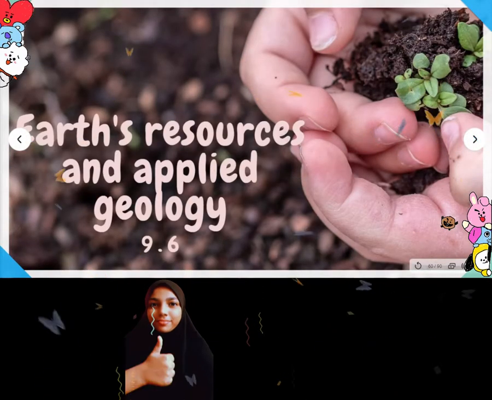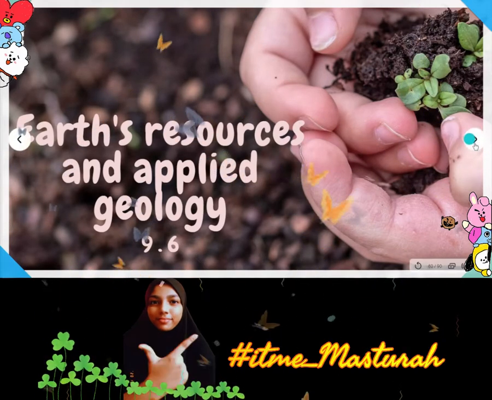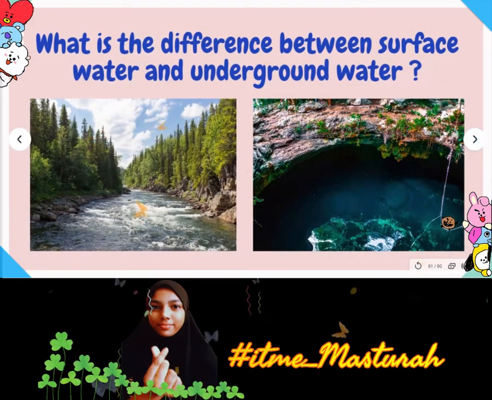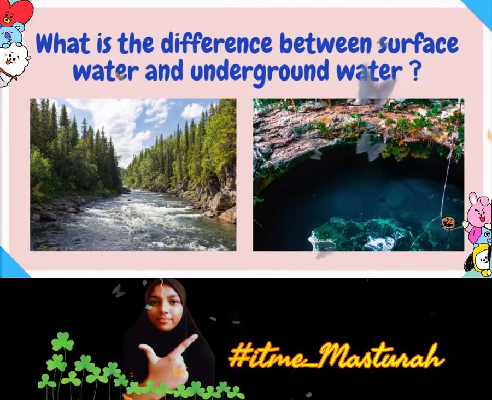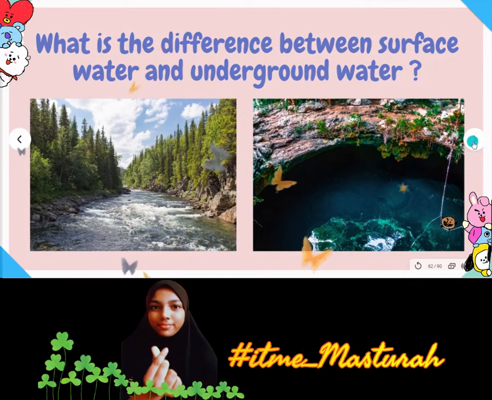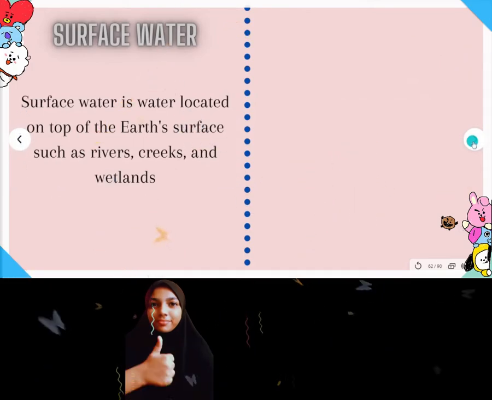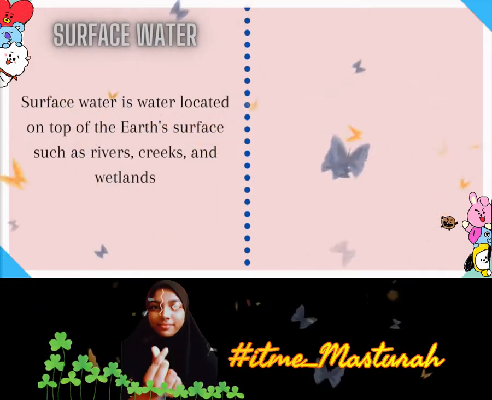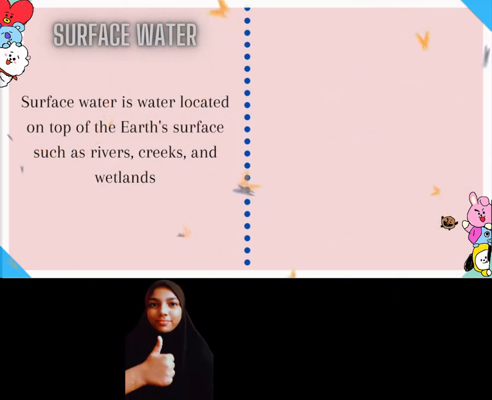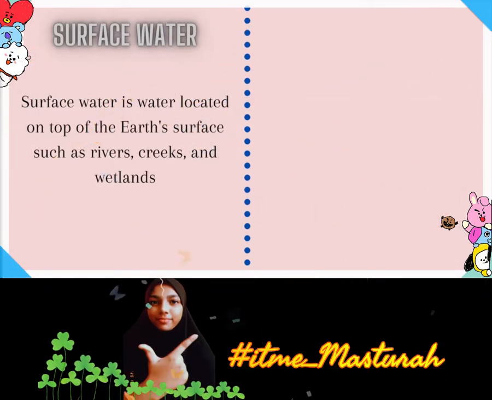The next step we're going to learn about 9.6, Earth's resources and applied geology. In this chapter, we're going to see the differences between surface water and underground water. Surface water. Surface water is the water located on top of Earth's surface, such as rivers, creeks, wetlands, even oceans, and such, if any water is on the surface.